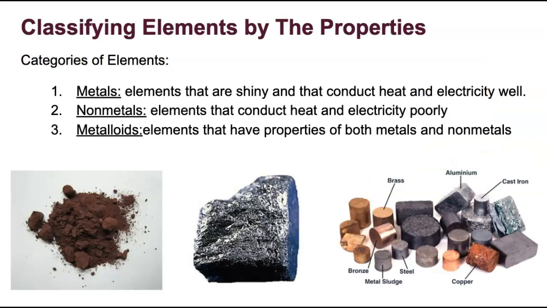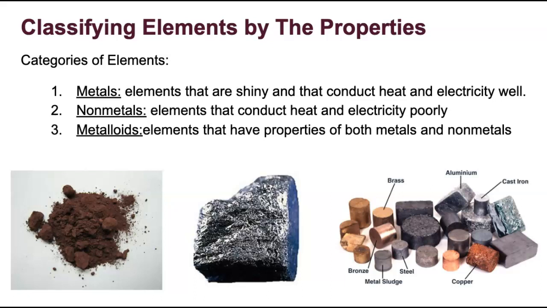Elements, remember, are classified by their properties. There are 3 major categories of elements that we're going to be exploring more in the next few days as we talk through the periodic table. Those categories are metals, nonmetals, and metalloids. A metal is an element that's shiny and that can conduct heat and electricity well. You'll notice that metals are all located in a very similar spot on the periodic table.